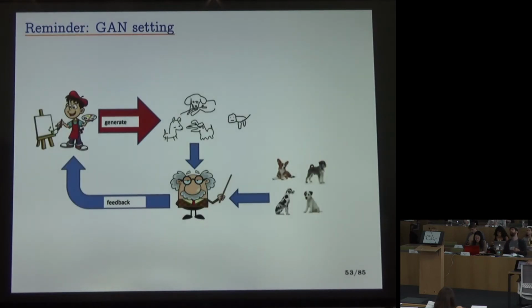And then this cycle continues and continues until either the student stops improving or the teacher can't tell the real notes from the fake notes. So this is a sort of GAN setting. You have an adversarial setting where the student tries to do a task, in this case generate a set of images, and the teacher takes that set of images, compares it to a reference set, and gives the student feedback to help the student improve.